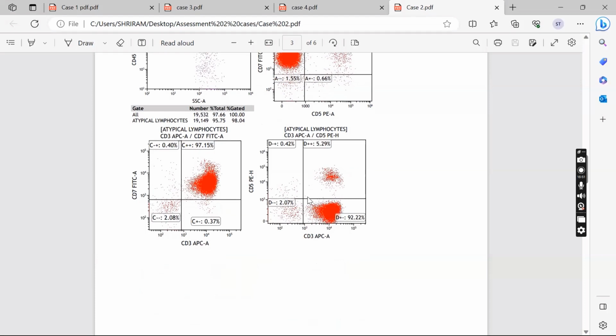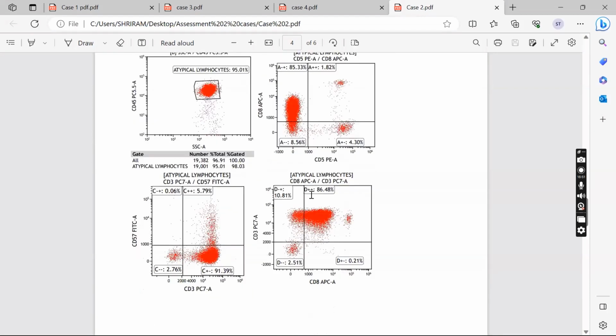In Waldenstrom's, the plasma cells will be showing normal phenotype. They'll be clonal, but they'll show normal phenotype. In contrast to this case, LPL plasma cells will be clonal. That is, it will be either kappa restricted or lambda restricted. But these plasma cells will not show loss of 19. They will be 19 positive. They will not show 56 expression. They will be negative for 56.